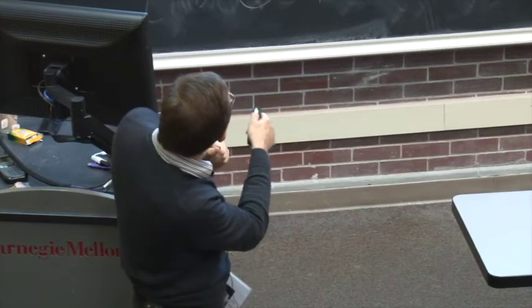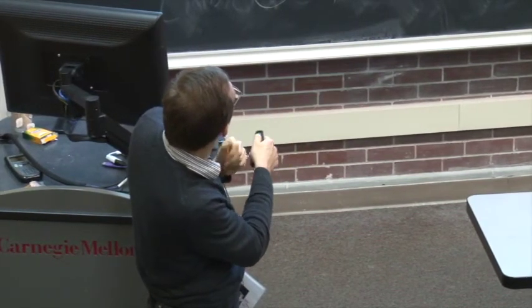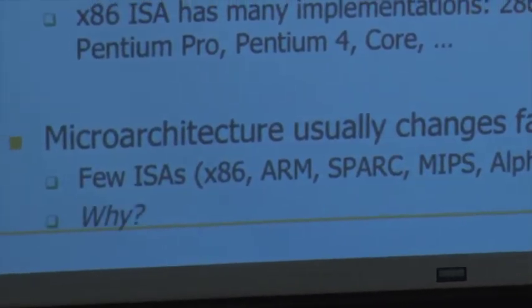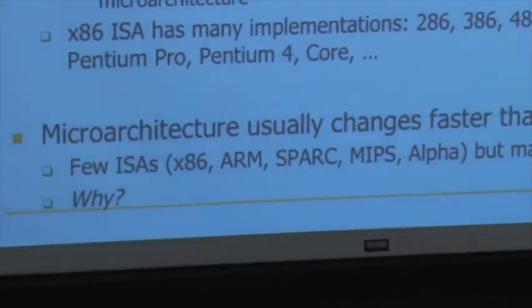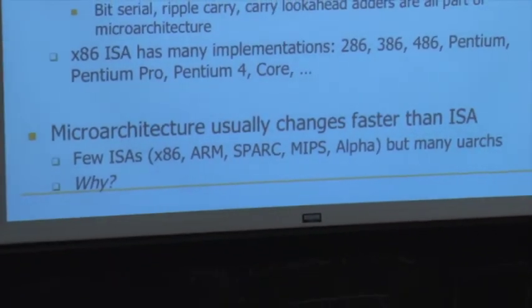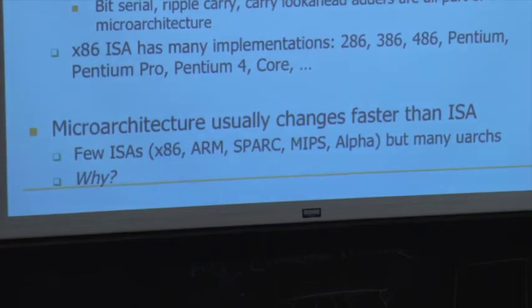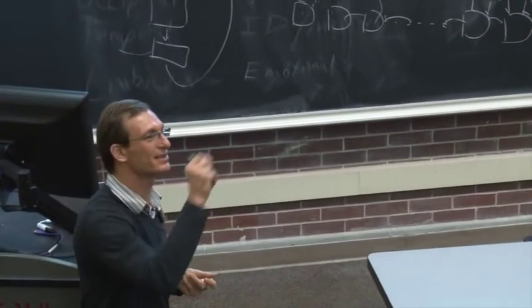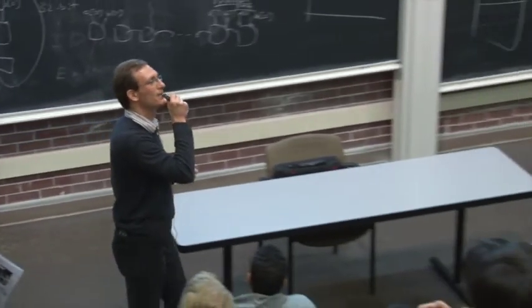Many microarchitectures, examples here, right? Actually, x86 or ARM has many potential implementations, right? So why is that the case? Why does microarchitecture change faster than ISA? Or why does ISA not change as fast as microarchitecture, you think? Yes? You have to rewrite your compiler every single time.